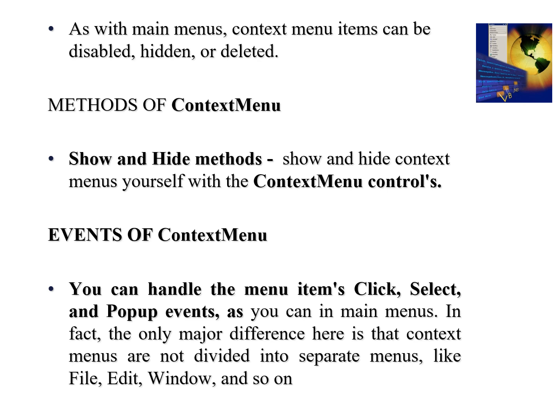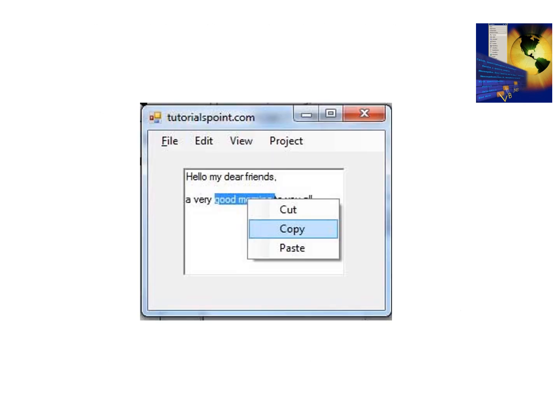The methods of the context menu are the Show and Hide methods, which help you to show and hide context menus yourself with the ContextMenu controls. Let's see the events of the context menu. You can handle the menu items' Click, Select and Popup events as you can in main menus. So this is the picture for the menu.